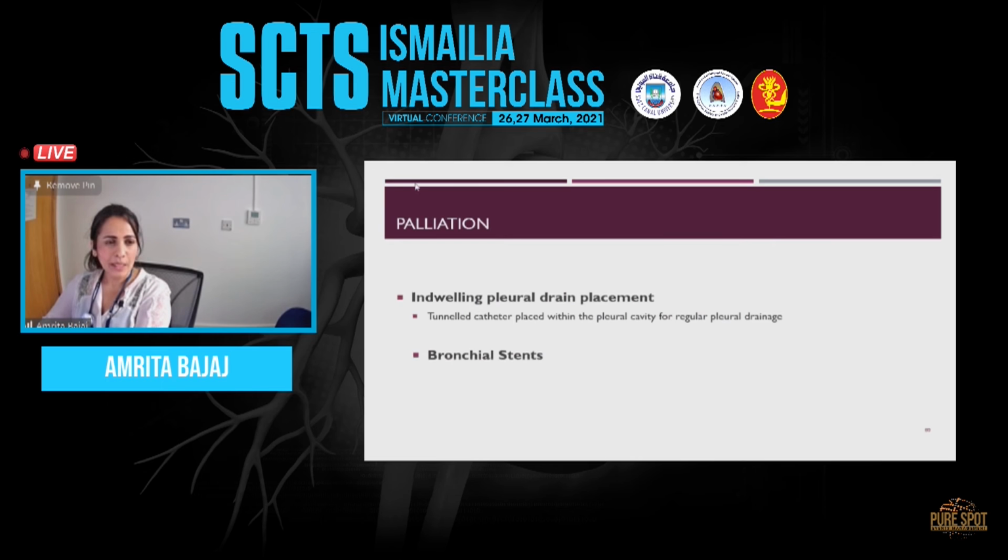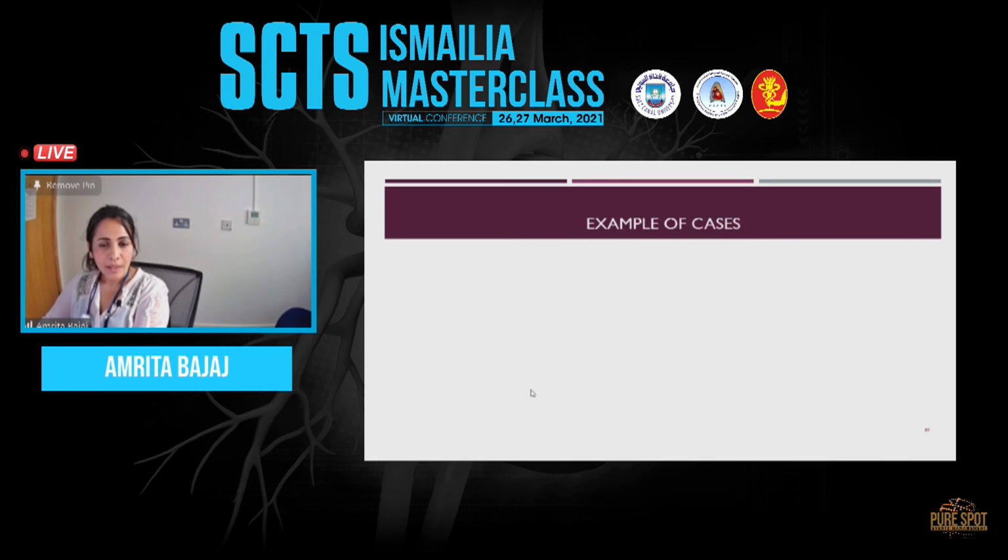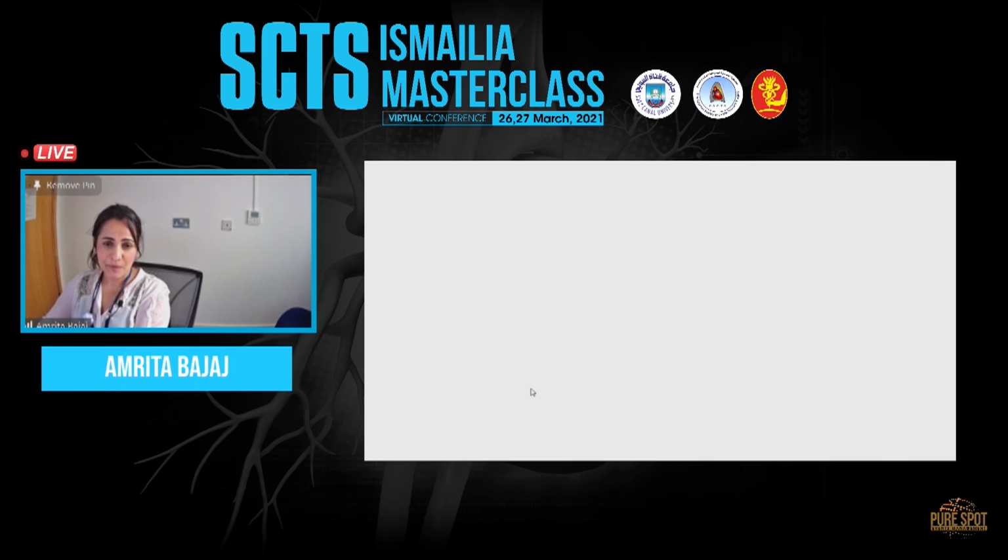So where do we come in terms of palliation? The two places where we assist locally in our trust are indwelling pleural drain placement and bronchial stents. For indwelling pleural drain placement, there is now a pleural clinic running as well. And in bronchial stents, you literally assist the surgeons by marking it, helping under fluoroscopic guidance, and pre-planning it with the CT. So I'm going to just show you a few examples of cases.